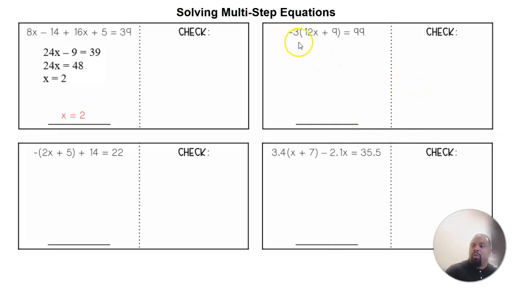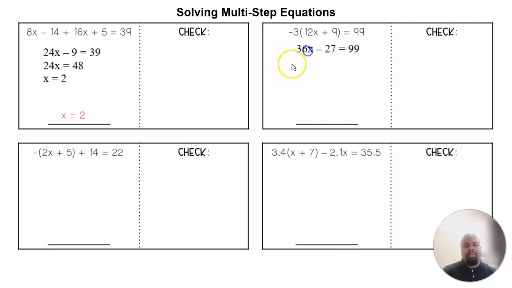For this one, we do have the distributive property. Okay, we got negative 3 on the outside and 12x plus 9 on the inside of parentheses. Anytime you have distributive property, you have to take the number outside of the parentheses and multiply it by each term inside the parentheses. So what we're doing here is doing negative 3 times 12x and negative 3 times 9.